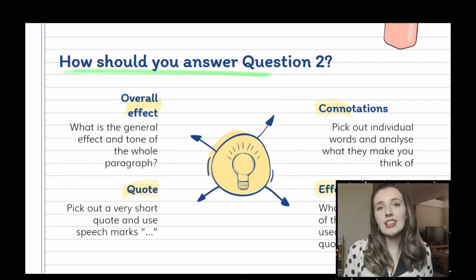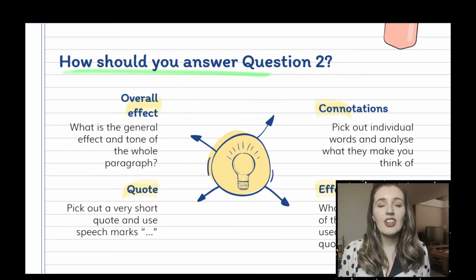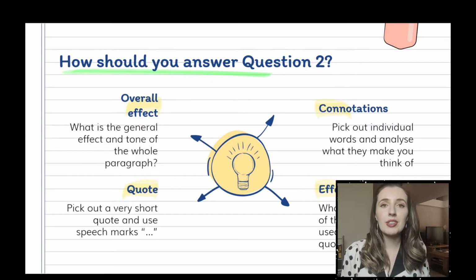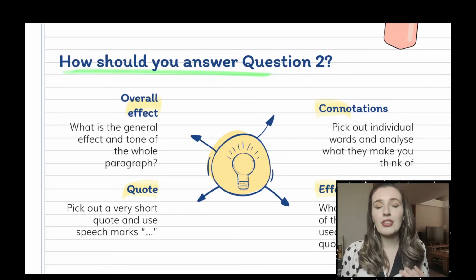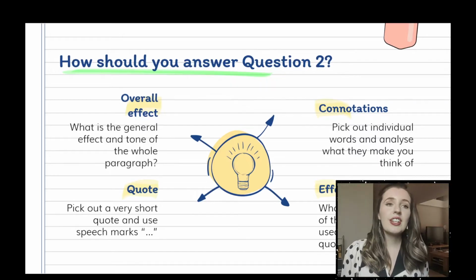After that, you should analyse one word from the quote looking at its connotations. Connotations means what the word makes you think of. You might have sometimes heard this as a zoom in or something like that. You're essentially thinking about the associations of the word, and we're going to look at that in more detail right after this slide. Then you should finish your sentence by looking at the effect of the quote.